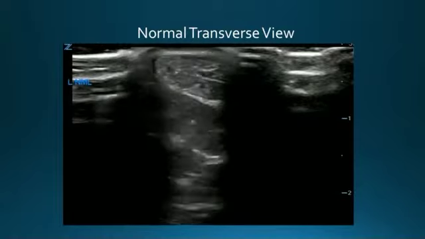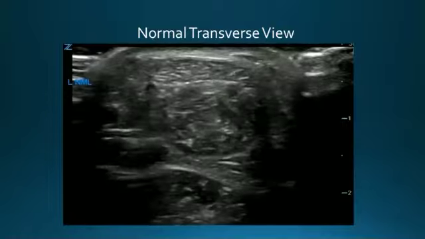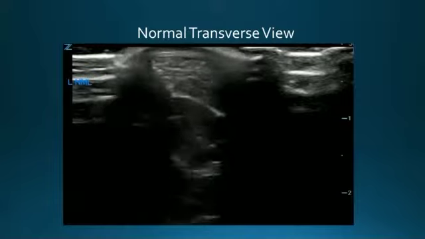In this normal transverse view of the Achilles tendon, a hyperechoic bundle can be seen at the top of the screen and followed down.